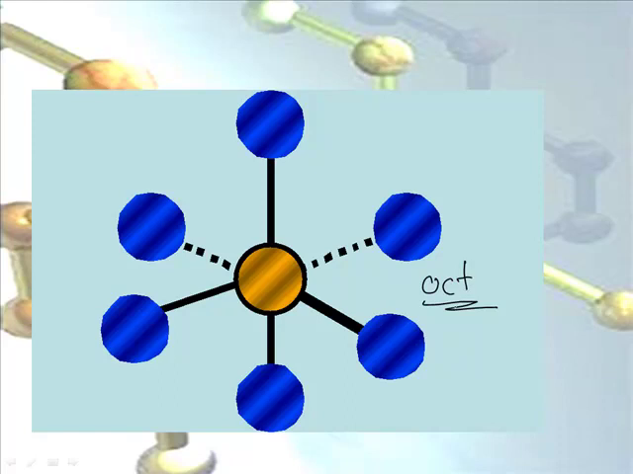Why is it called an octahedral shape? Because there's 8 sides of an octahedron. There's 6 bonds, but there's 8 sides. So it's a little confusing, I think. But by shape, it is definitely an octahedron.